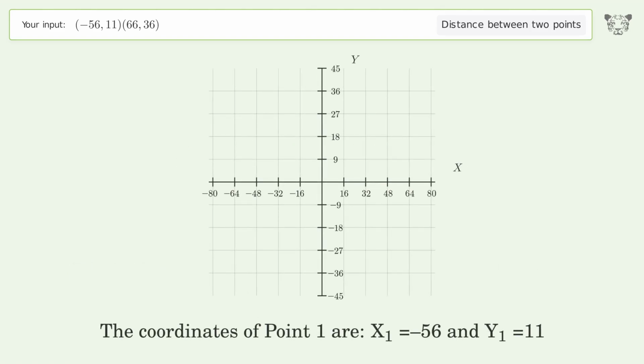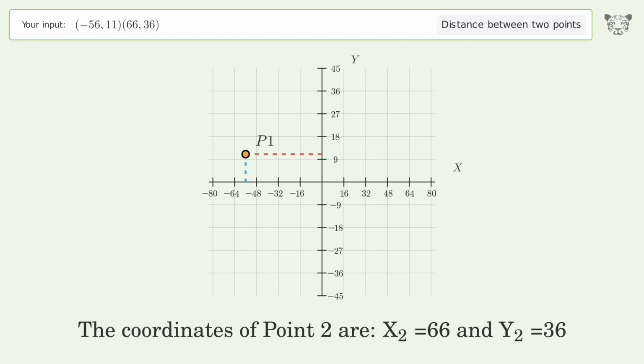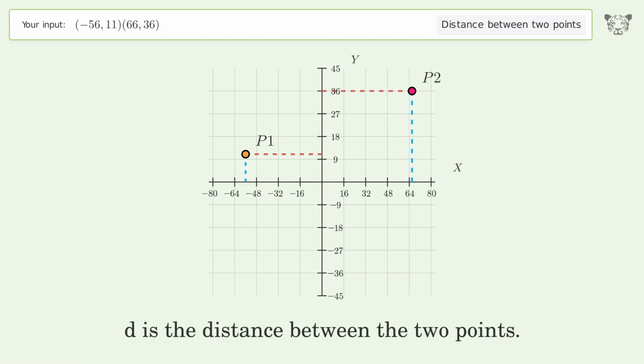The coordinates of point 1 are, x1 equals -56 and y1 equals 11. The coordinates of point 2 are, x2 equals 66 and y2 equals 36. D is the distance between the 2 points.